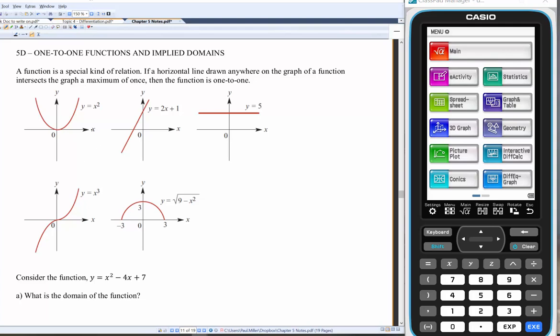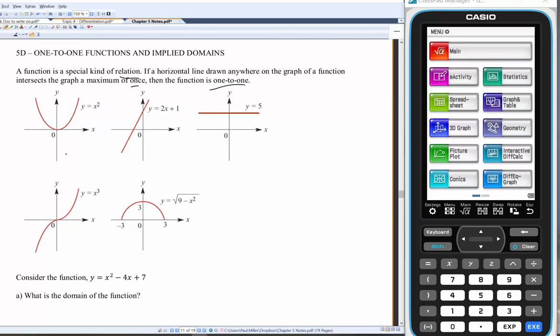So again, a function is a special kind of relation. And we know that if a horizontal line is drawn anywhere on a graph of a function and it intersects only once, then we call this a one-to-one function. Now, what does that mean? Okay, so the vertical line test tests whether it's a function or not. The horizontal line test tests whether the function is one-to-one.